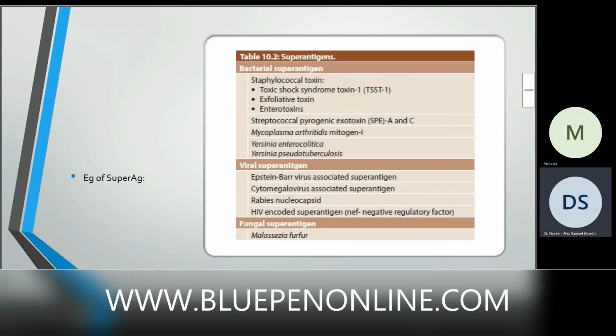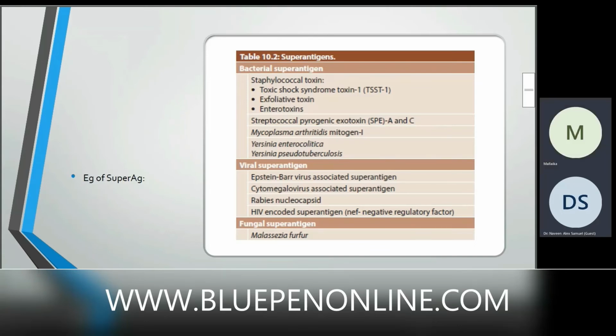Superantigens, especially bacterial superantigens, include Staphylococcus toxins like toxic shock syndrome toxin. That's what I told you, Staphylococcus exfoliative toxin and enterotoxins. Then Streptococcus pyrogenic exotoxins, then Yersinia enterocolitica and Yersinia pseudotuberculosis. Then viral superantigens like Epstein-Barr virus associated superantigens and cytomegalovirus superantigen. Then the fungal superantigen is Malassezia furfur. You just need to know the names, no problem. Just need to know the examples.